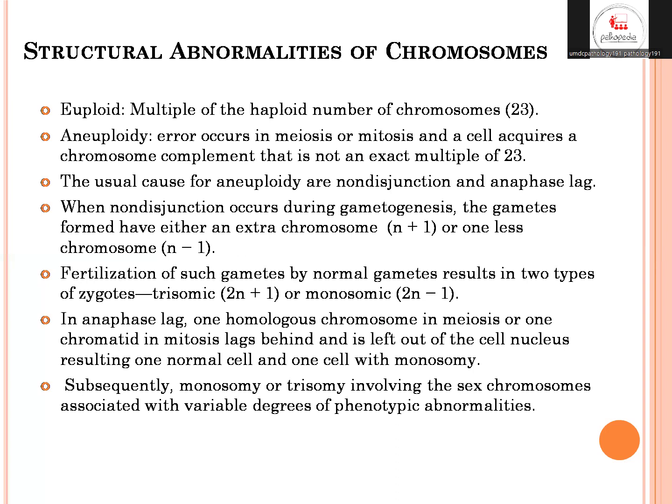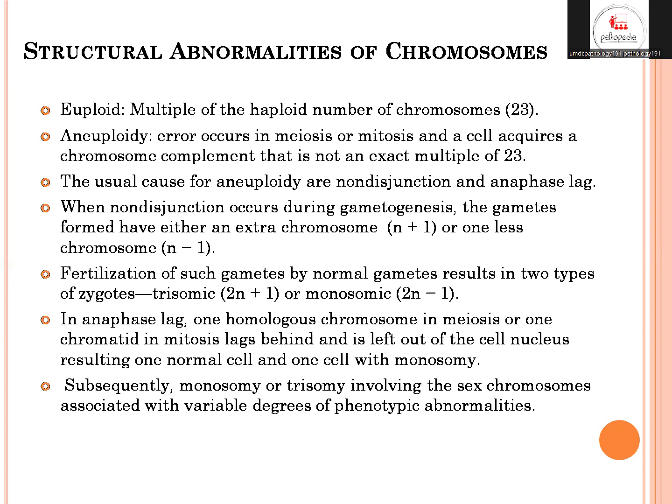When non-disjunction occurs during gametogenesis, the gametes formed have either an extra chromosome or one less chromosome. The fertilization of such gametes by normal gametes results in two types of zygotes, trisomic or monosomic. In anaphase lag, one homologous chromosome in meiosis or one chromatid in mitosis lags behind and is left out of the cell nucleus, resulting in one normal cell and one cell with monosomy.